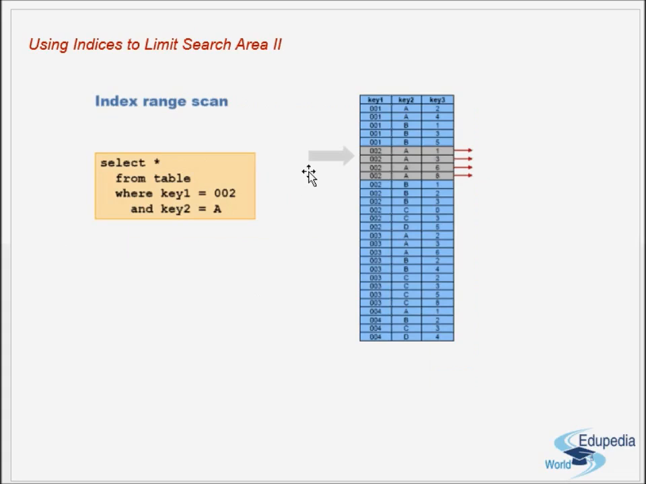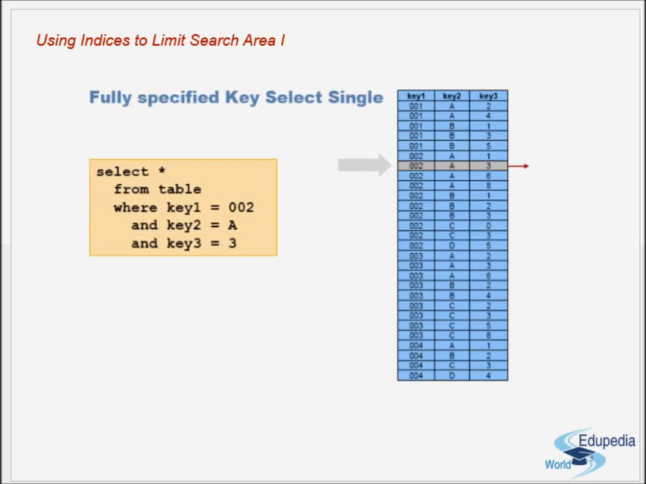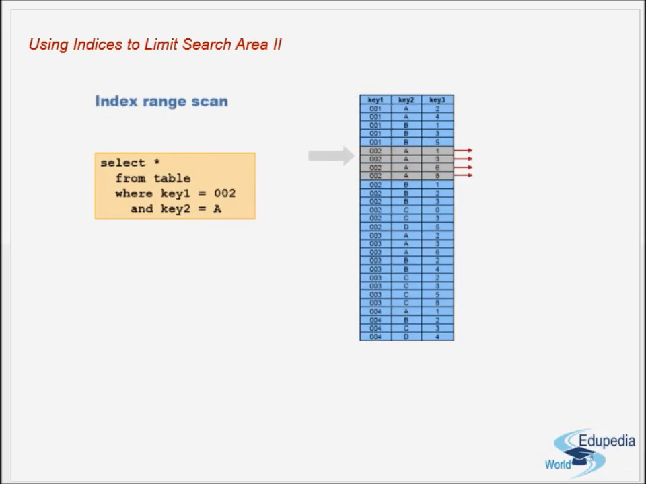The next one is using indexes to limit search area 2. Here we have given select star from table where key 1 and key 2, only two key columns of the table. Here it's doing a range scan. There will be multiple rows in the table having these 2 values, so here we have 4 rows, and all the 4 rows are output. So this is a range scan. The previous one, a fully specified key, does a single select. Here the index will do a range scan.